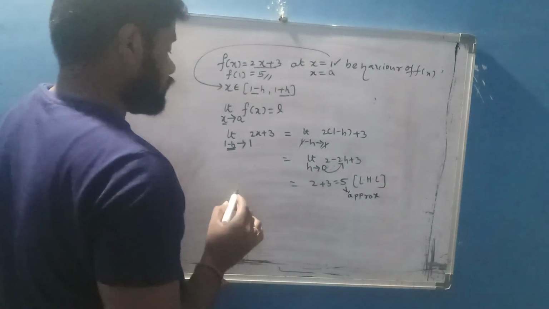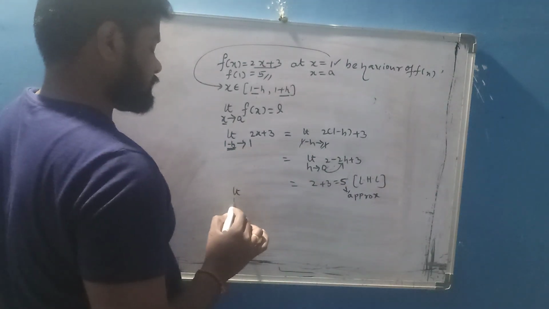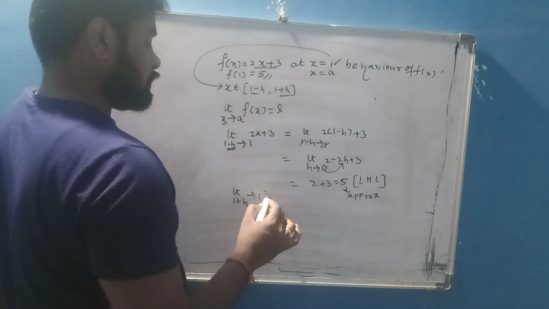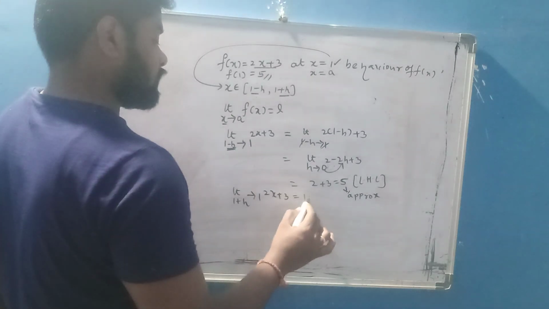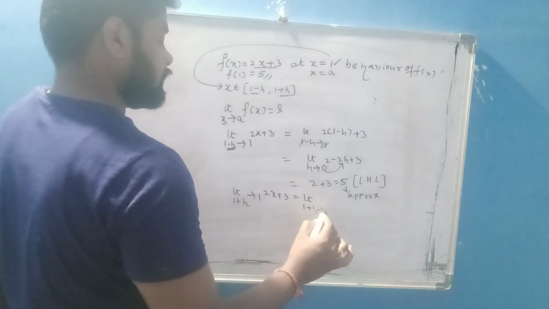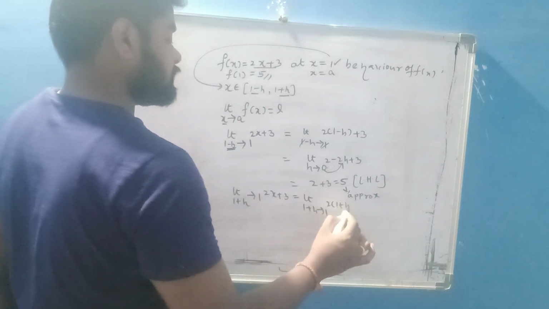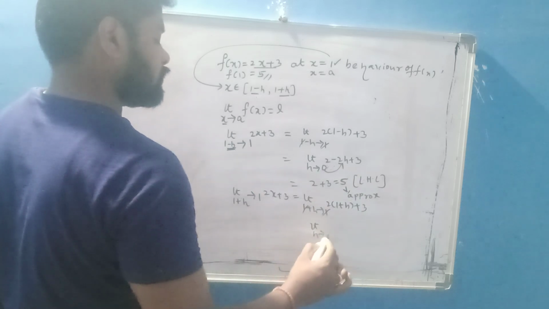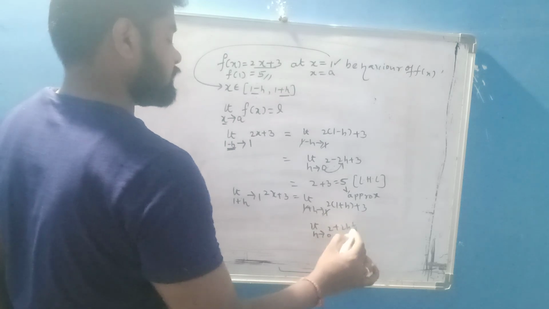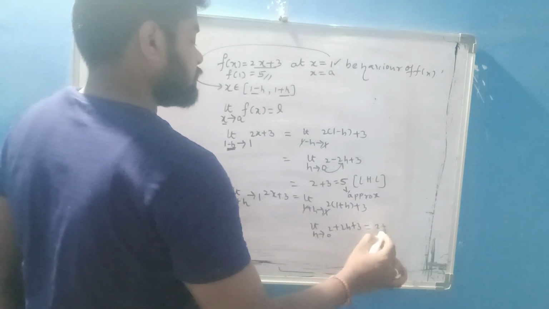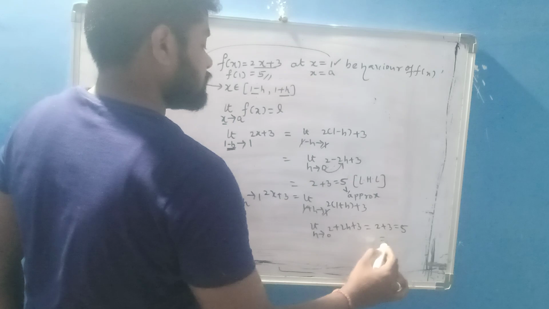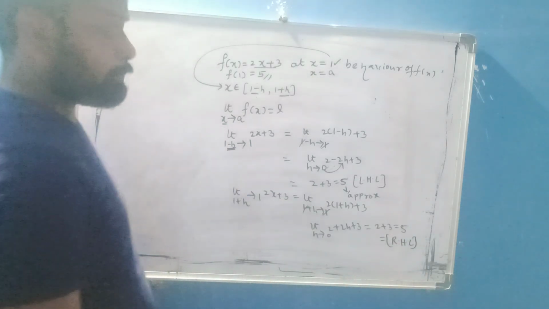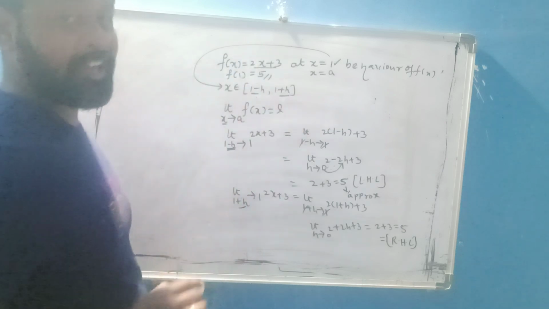Approx value. I am taking now 1 plus h, same definition. 1 plus h tends to 1. Here 2x plus 3, x is replaced by 1 plus h, plus 3. Here h tends to 0. So 2 plus 2h plus 3, then we get the answer 2 plus 3, that is 5. This 5 is called the right hand limit, because 1 plus h is the right hand neighborhood.